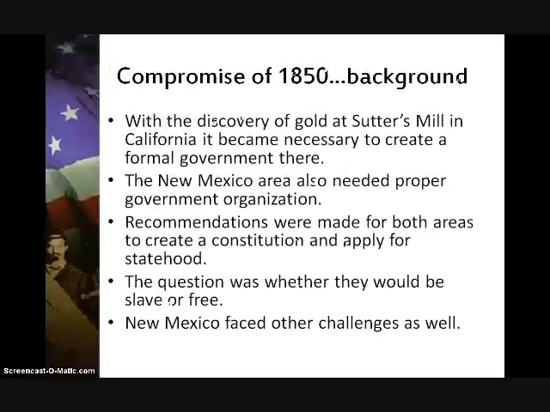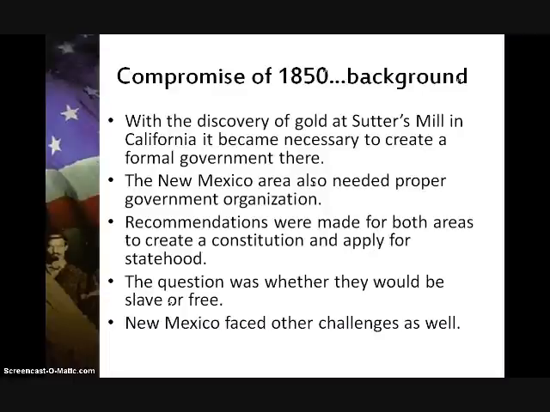With the Compromise of 1850, we have gold discovered at Sutter's Mill. 1849, gold rush. And it becomes necessary to create a formal government in California. So California is in question for statehood. New Mexico, they also needed a proper government.